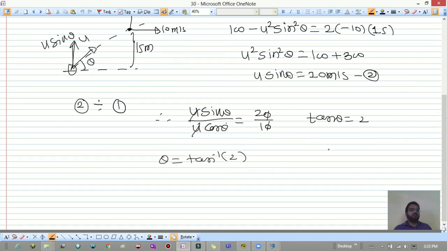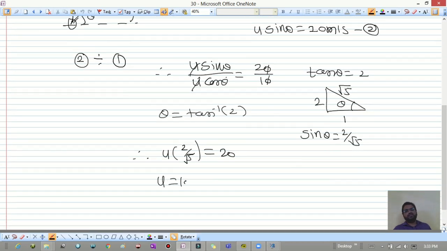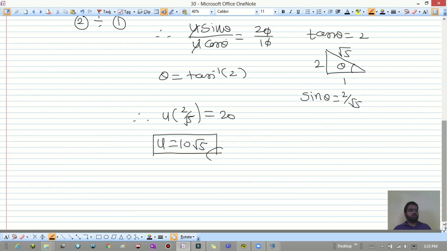Okay. Once we know the angle of projection, we can calculate the initial velocity. So how to calculate initial velocity? Tan theta is 2 indicates what is sine theta and what is cos theta. We'll calculate. This is 2, this is 1, this is root 5. So sine theta we have is 2 divided by root 5. So therefore u into 2 divided by root 5, from the second equation, is equal to 20. So u we have is 10 root 5. Okay. Now initial velocity we got 10 root 5. We want time of flight, horizontal range, maximum height. So all three quantities we'll calculate.